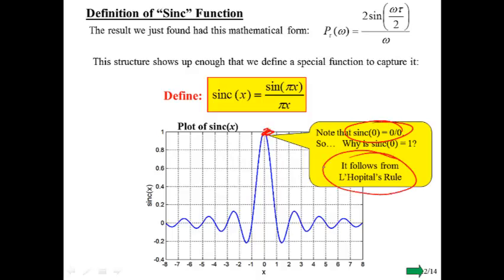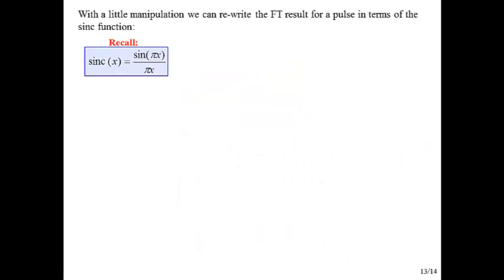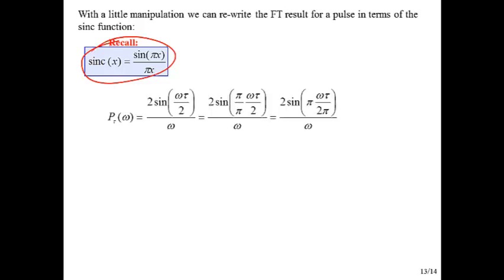Well, there is that guy L'Hopital with his rule that says when you have a 0 over 0, you have to take the derivative of the top, derivative of the bottom, and then take the limit, etc. And if you do that, you'll find out that this function really does have the value of 1 at x equal to 0. Okay, nice. So now we can use this defined thing, sinc of x, to represent the result that we just had.